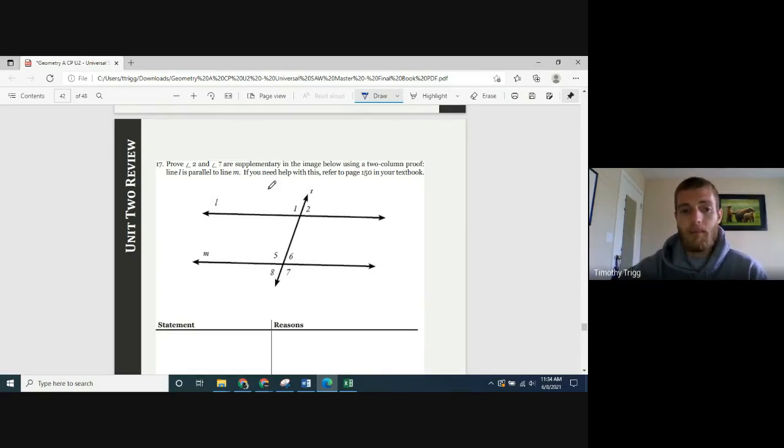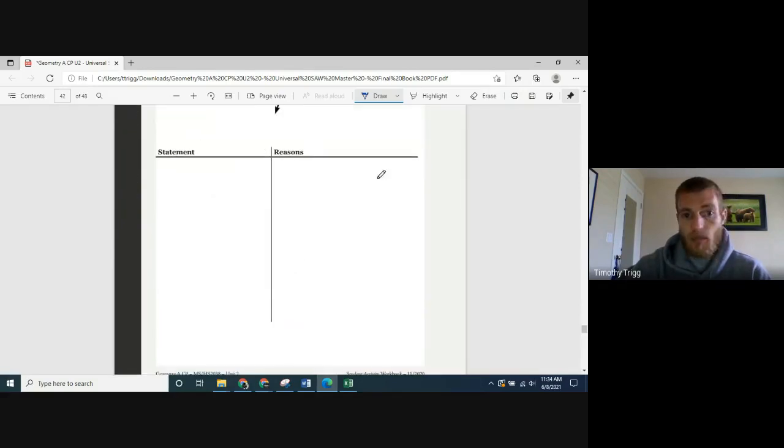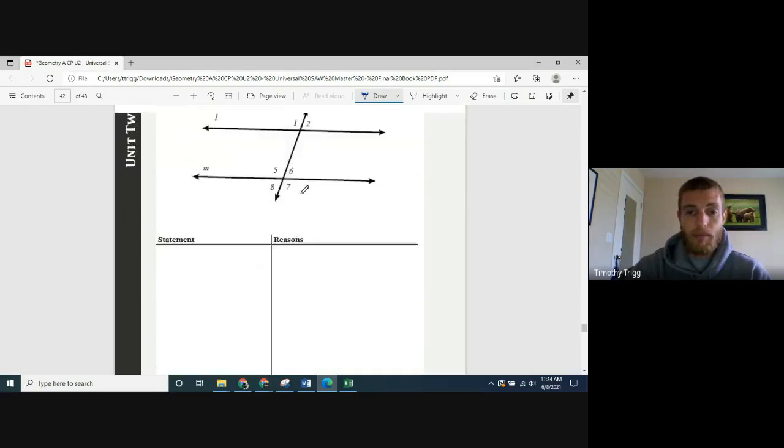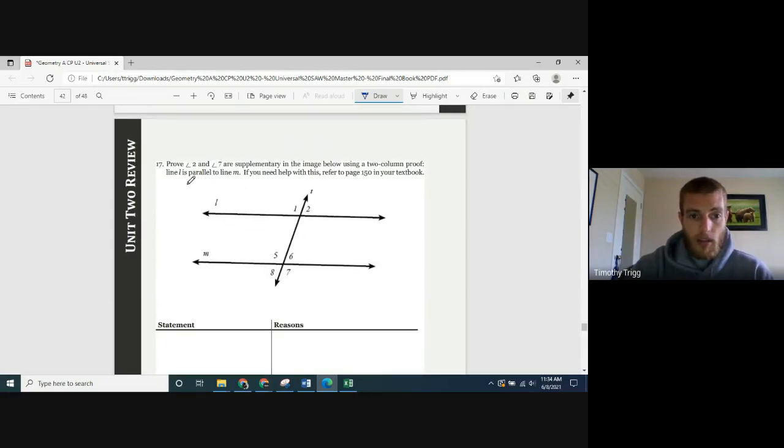So what does supplementary mean? So from our definitions, hopefully you look that up and remember it, but supplementary means that the two angles add up to 180 degrees. So we want to prove or show how we know that angle 2 and angle 7 will add up to 180 degrees. So how do we know that? That's what we're trying to show. We're using a 2-column proof. That's just this format, basically. A 2-column proof, you put the statement over here, and we put the reason why we know that statement on the right. All right, now it says line L is parallel to line M, so we have two parallel lines cut by a transversal T.